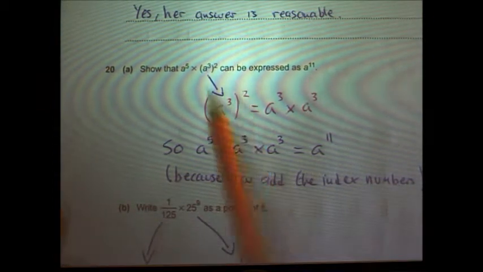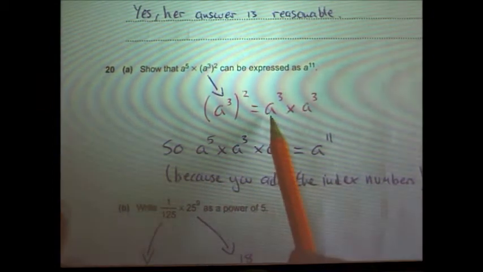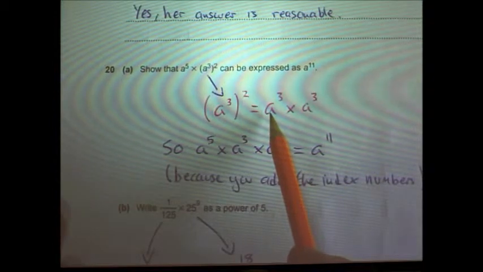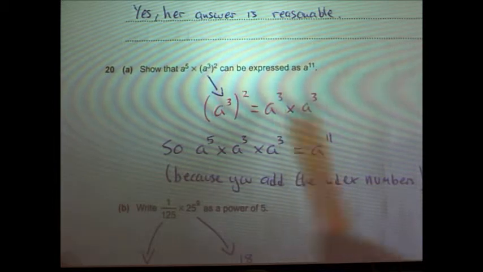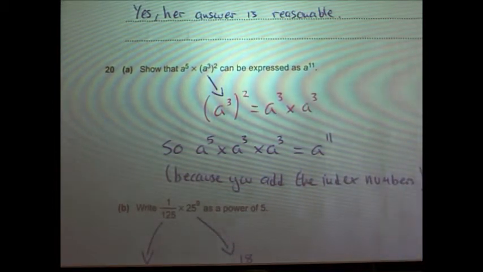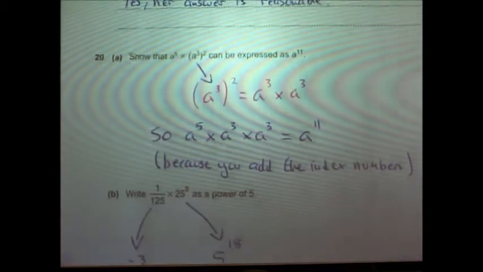You could go into why you add the indices, I suppose. A to the power 3 is a times a times a, so a cubed squared is a times a six times, which is a to the power 6. So that's what you get if you add the index numbers. But I believe what you've done there will get you the full marks.